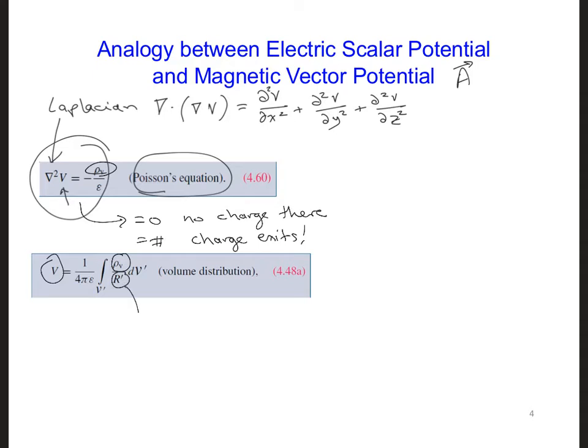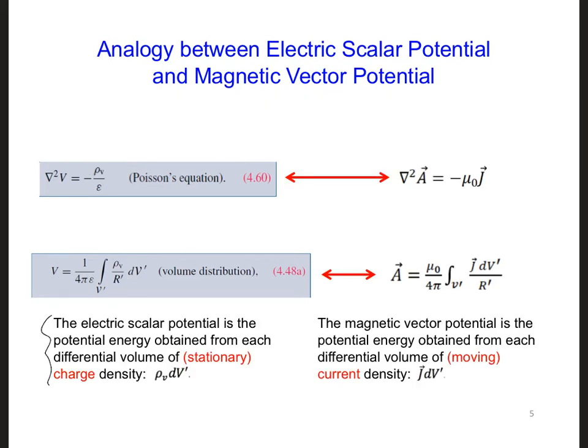Note this R prime here. This is a vector that goes from the source point, from the charge density, the charge packet, to an observation point. If we take a step back and look at the equation that we have here, we can say that the electric scalar potential V is the potential energy per unit charge, or the potential energy obtained from each differential volume of charge density, rho V dV. That's written here on the bottom.